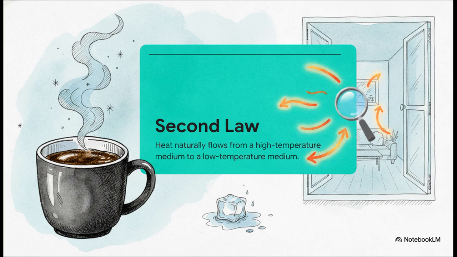Now, if the first law tells us about the sheer quantity of energy, the second law is all about the direction it travels. Specifically, the Clausius statement of the second law dictates the natural flow of the universe. It explicitly tells us that heat will always naturally move from a high-temperature medium to a low-temperature medium. It's exactly why that hot cup of coffee you forgot about on your desk always cools down. Its heat naturally just wants to escape into the colder room.